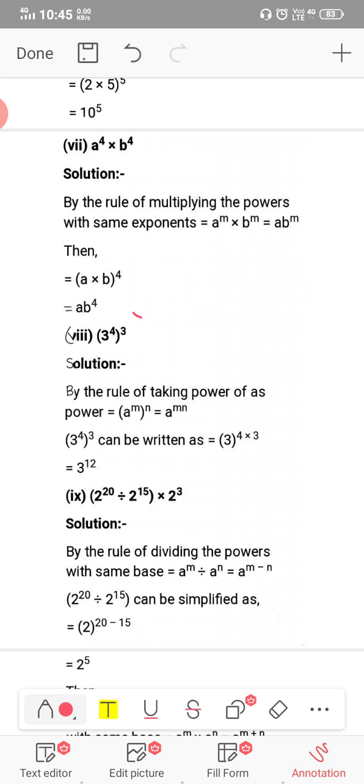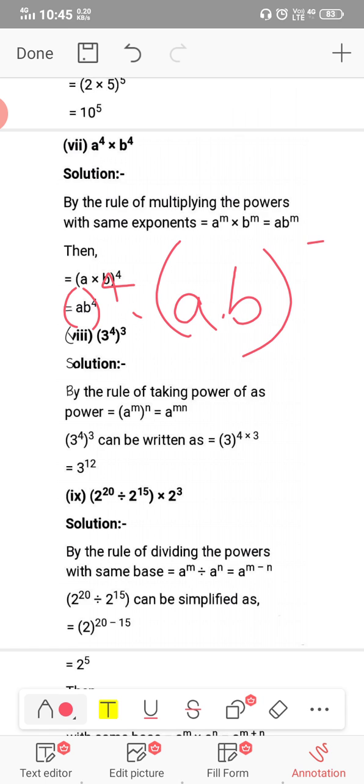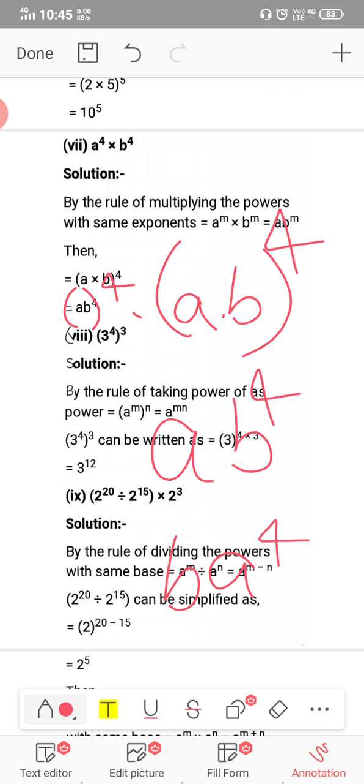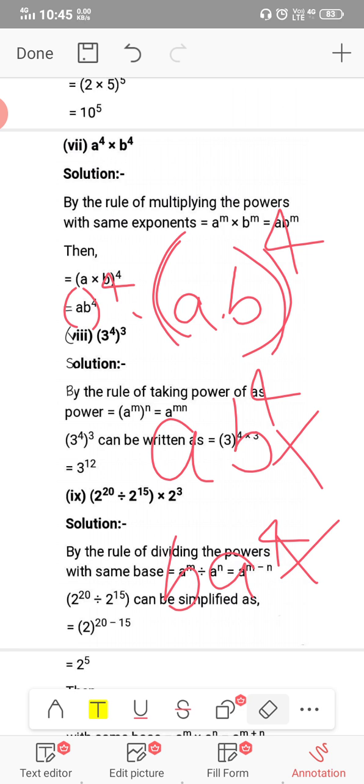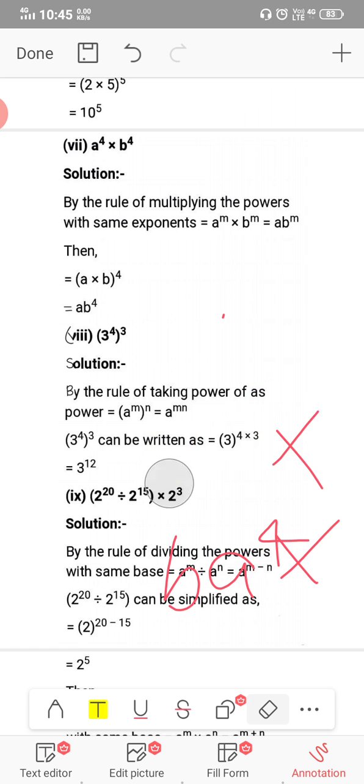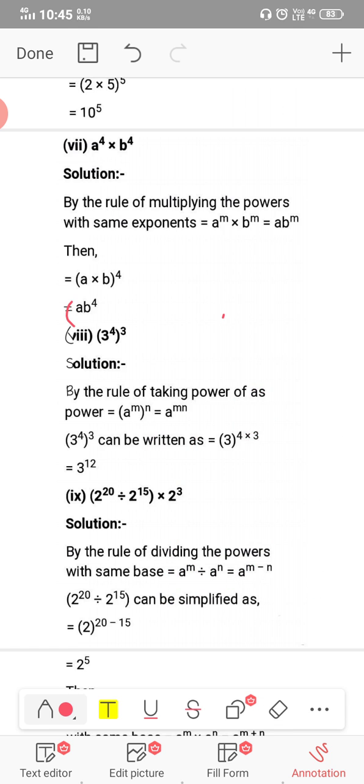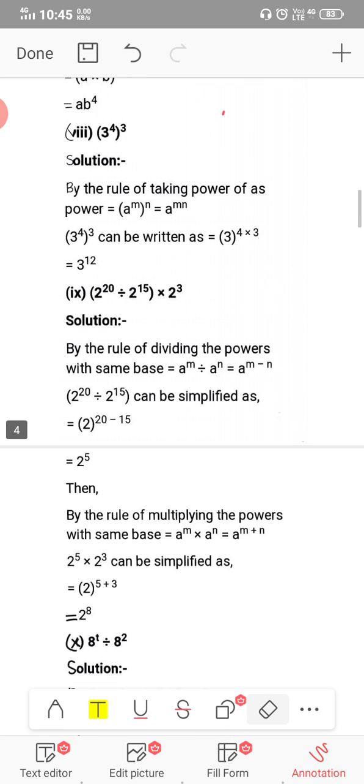Please write it in whole form, like you have to use brackets for a into b to the power 4. If you write it a b to the power 4, this is wrong. If you write b a to the power 4, this is also wrong. You have to write a into b whole to the power 4. So please take care and correct this. Here I forgot to put the bracket. a into b whole to the power 4 will be written there.